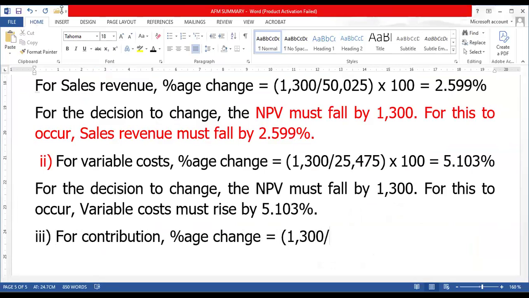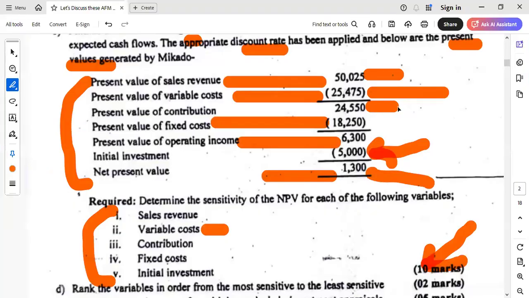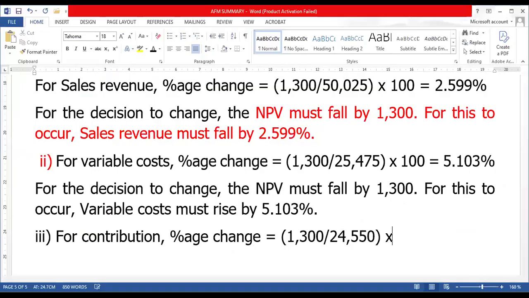Someone has a question in the chat. Let me see. Okay, 24,550. That is a value. Let me hope you gave me the right figure. That is the contribution, the present value. It is here. All right, so then times 100. What do you get?